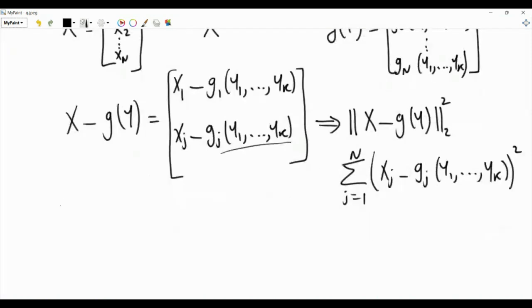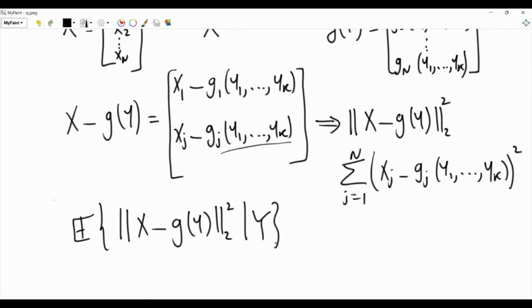Now, what is the mean squared error? The mean squared error is to take the expectation of this L2 norm squared. And it is conditional expectation because we have the observations or measurements. Those are known. And based on them, we are finding estimates for the components of vector x. So this is given y. This is the mean squared error given y. The idea of MMSE is to obtain the estimators, those functions, g1, g2, all the way to gn, such that this mean squared error given y is minimized.